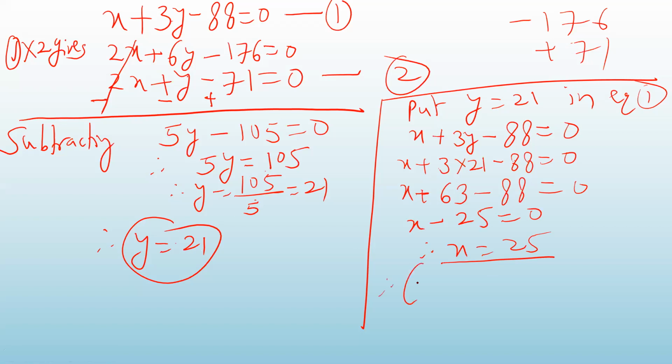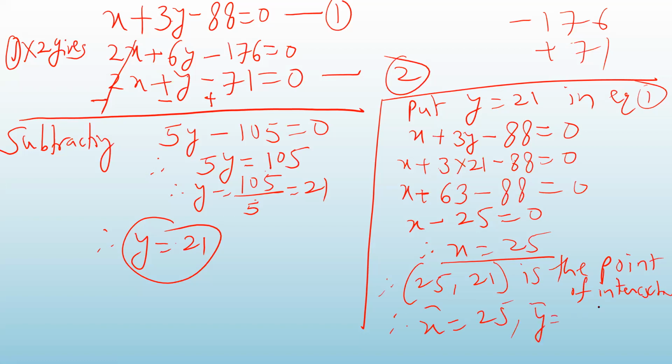Therefore, 25 and 21 is the point of intersection. Therefore, x bar is 25 and y bar is 21.